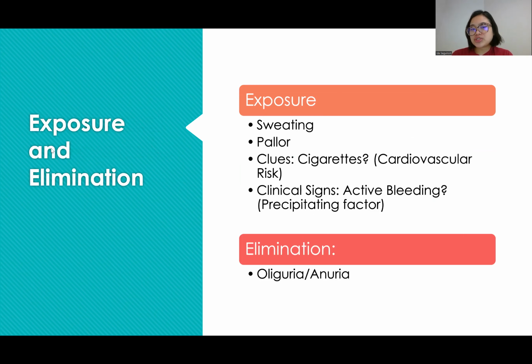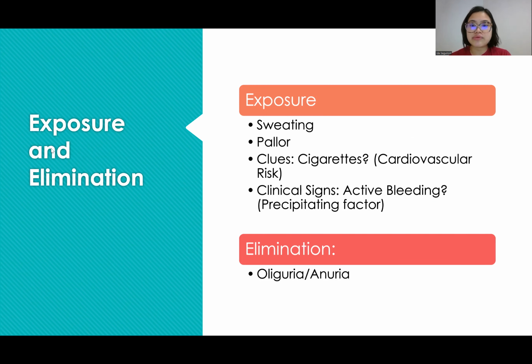Exposure and elimination. The clinical picture of someone having a classic MI, you would see them clutching their chest, very sweaty and very pale. And then we could also look for clues around the patient. Does the patient's belongings have cigarettes? Do their clothes reek of cigarette smell? These things actually can represent a cardiovascular risk.